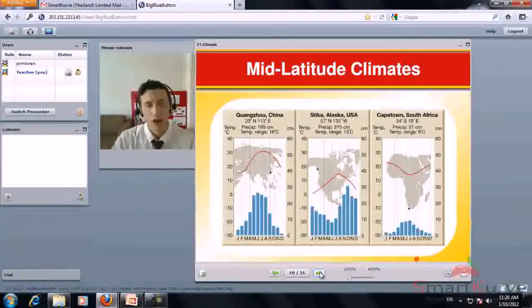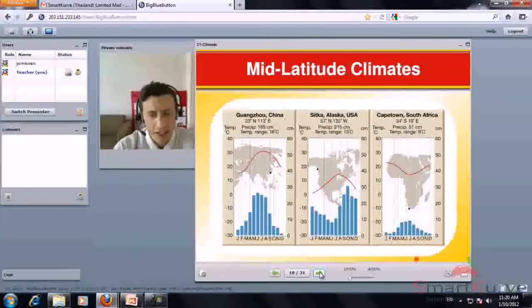On slide 18, we see 3 different types of climate. Now notice, in all 3 of these pictures, the red line at the top of the image is our temperature. And those blue bars down at the bottom are our precipitation, the amount of rain and snow. So with that in mind, let's look at the climate in 3 different cities.